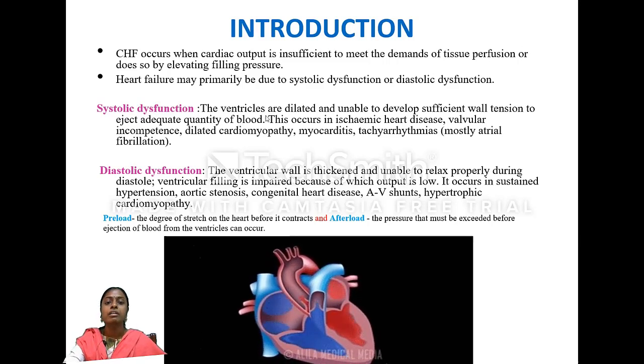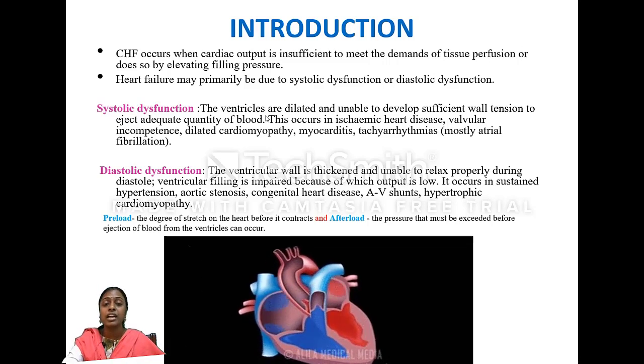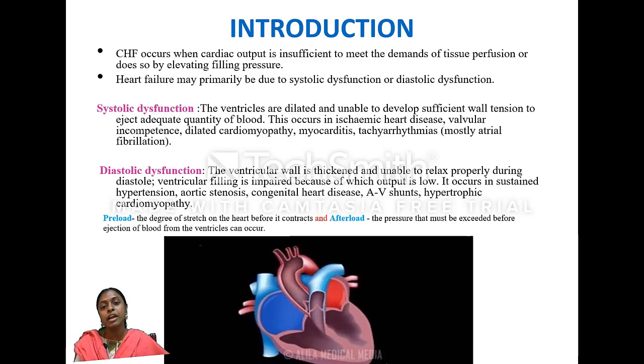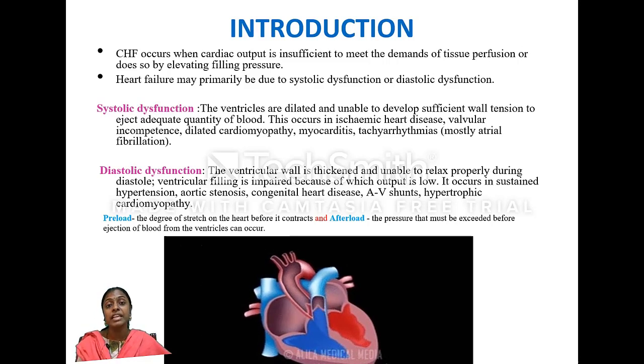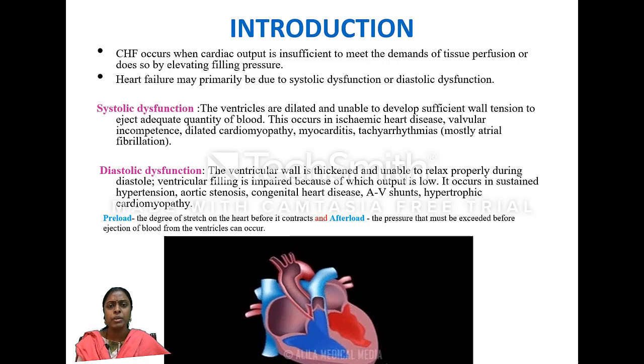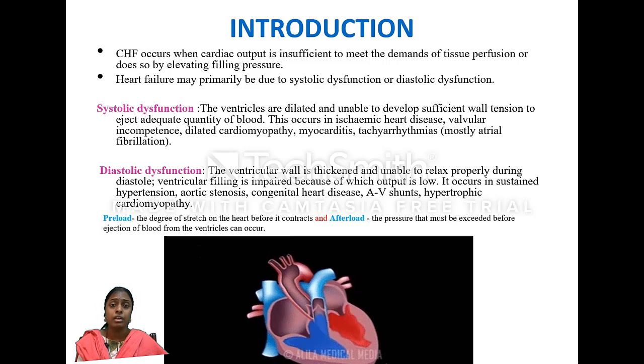Systolic dysfunction occurs in only a few conditions, like ischemic heart disease, valvular incompetence, dilated cardiomyopathy, myocarditis, and tachyarrhythmias. Let's see what ischemic heart disease is. Ischemic heart disease is nothing but there won't be enough blood supply to our heart, to any part of the heart, might be to the right ventricle or to the left ventricle.